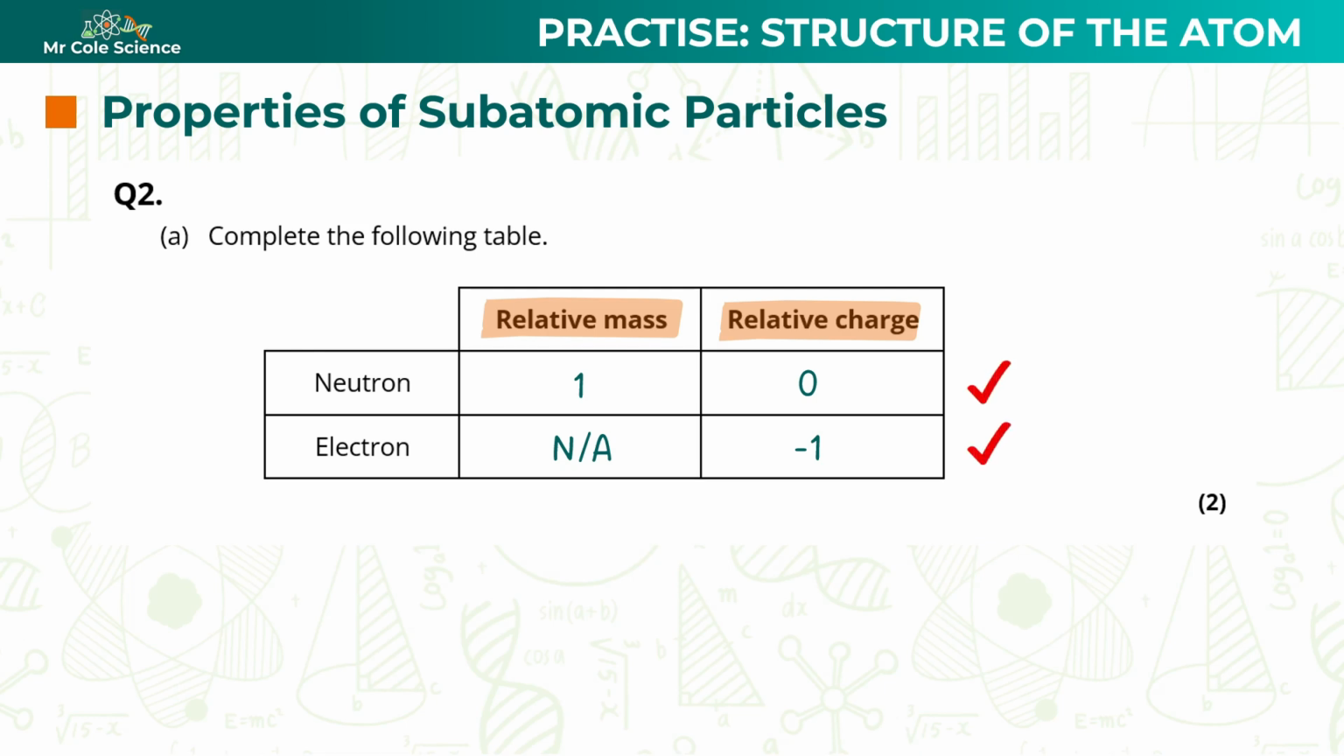Again, it's 1 mark for each correct row. As for the common mistakes, well, it's the same as before, not including the magnitude or size of the relative charge on the electron, or putting values in the wrong columns. So make sure you're reading the question carefully and paying attention to what value goes where.